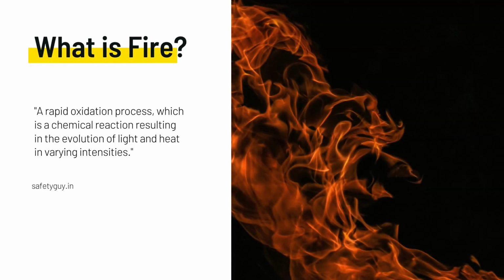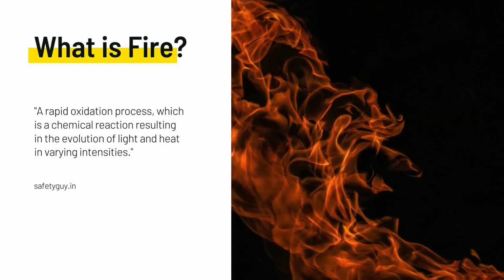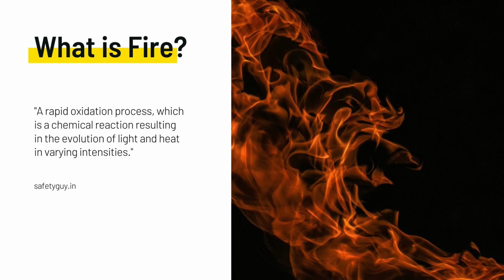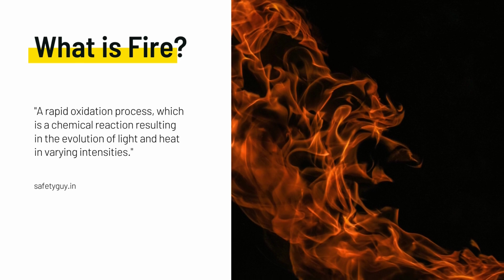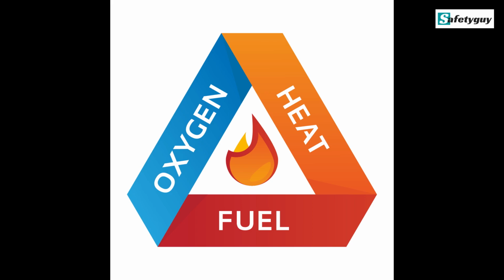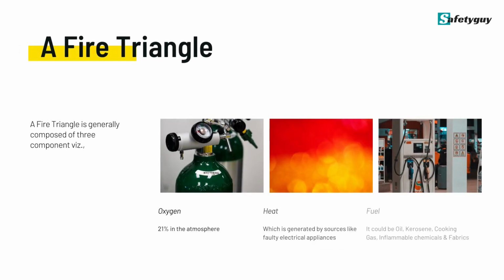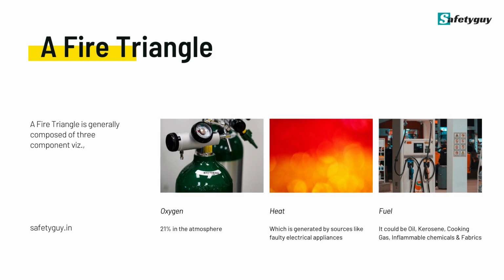What is fire? A rapid oxidation process, which is a chemical reaction resulting in the evolution of light and heat in varying intensities. A fire is maintained by a combined input of three components that run a continuous chain reaction according to the fire triangle. The fire triangle is made up of three elements, namely oxygen, heat, and fuel.